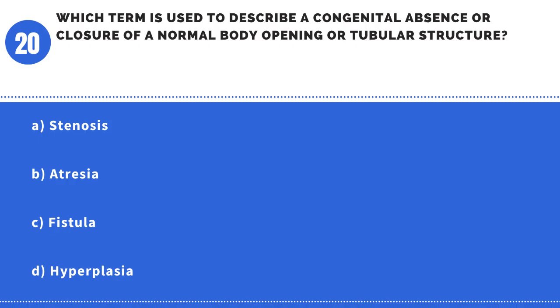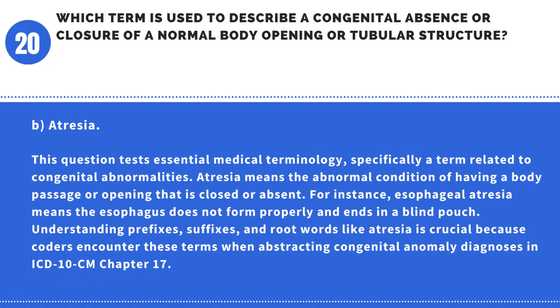Question 20. Which term is used to describe a congenital absence or closure of a normal body opening or tubular structure? A. Stenosis. B. Atresia. C. Fistula. D. Hyperplasia. Answer B.